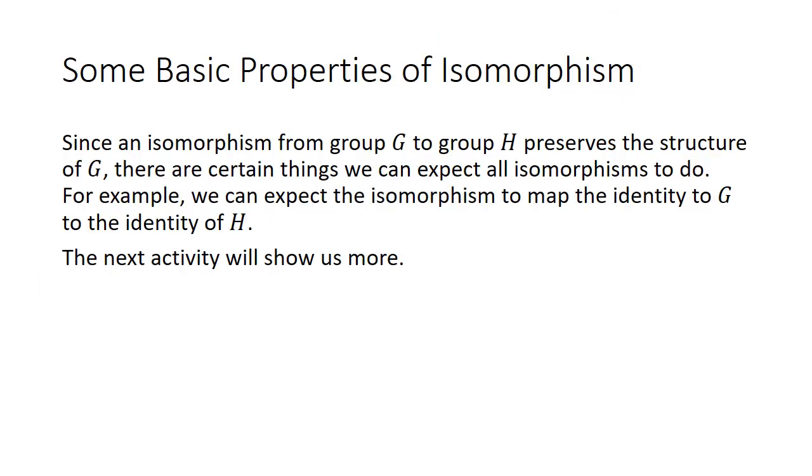Okay, so now that we've practiced a little bit with showing that something is isomorphic, let's talk a little bit more about some basic properties of isomorphism. Since an isomorphism from group G to group H preserves the structure of G, there are certain things we can expect all isomorphisms to do. For example, you can expect that the isomorphism is going to map the identity of G to the identity of H. I think this is a typo here. The next activity will show us some more properties that we can expect from isomorphisms.